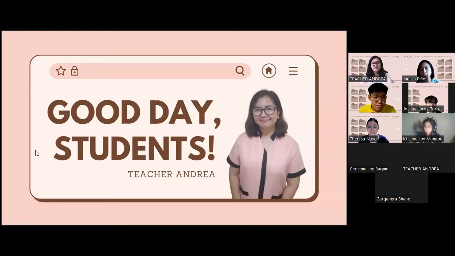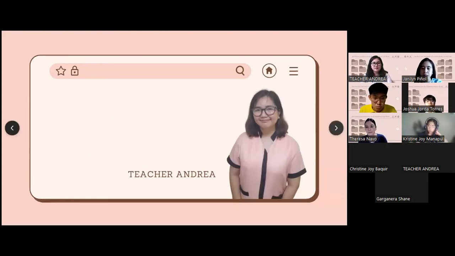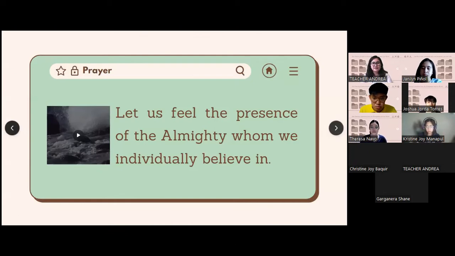So before we officially start our class, let us have a short devotion or prayer. Let us feel the presence of the Almighty, whom we individually believe.